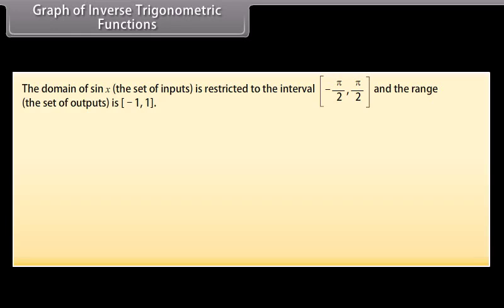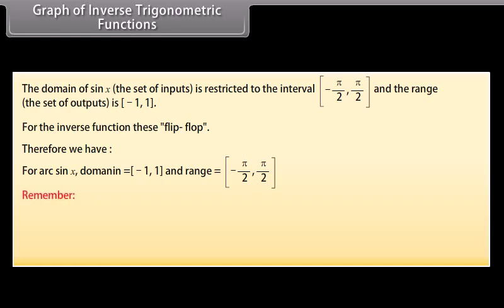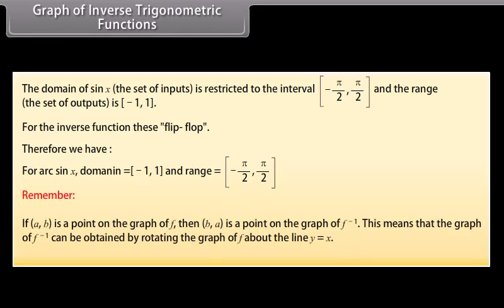The domain of sin x, that is, the set of inputs, is restricted to the interval -pi by 2, pi by 2, and the range, that is, the set of outputs, is -1, 1. For the inverse functions, these flip-flop. Therefore, for arc sin x, domain is equal to -1, 1 and range is equal to -pi by 2, pi by 2. Remember that if a, b is a point on the graph of f, then b, a is a point on the graph of f inverse.